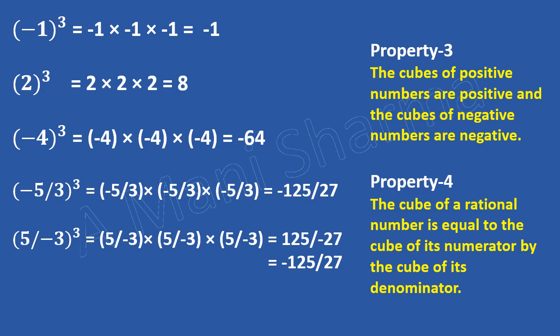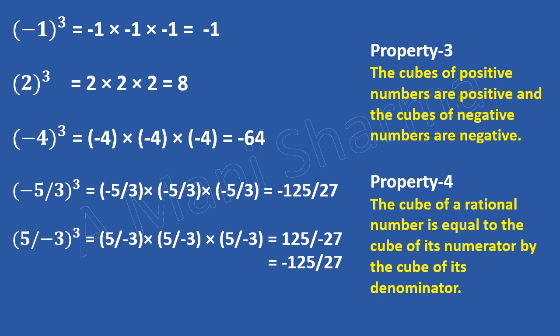So here minus 1 cube will be minus 1. And if we go for plus 2 cube, it will be plus 8. That means if you find the cube of negative numbers, it will come in negative, and if you find the cube of positive numbers, it will come in positive.